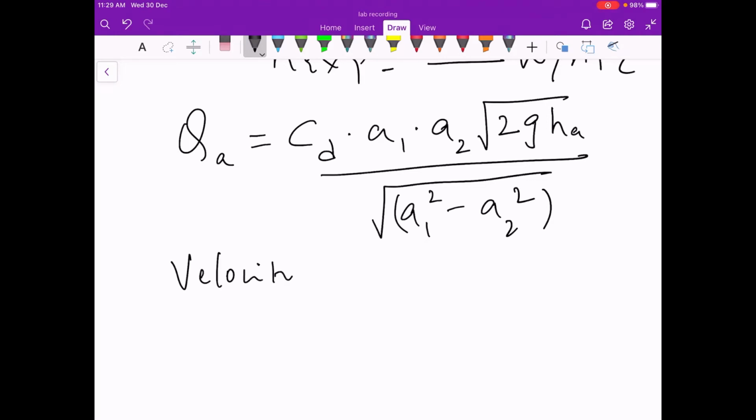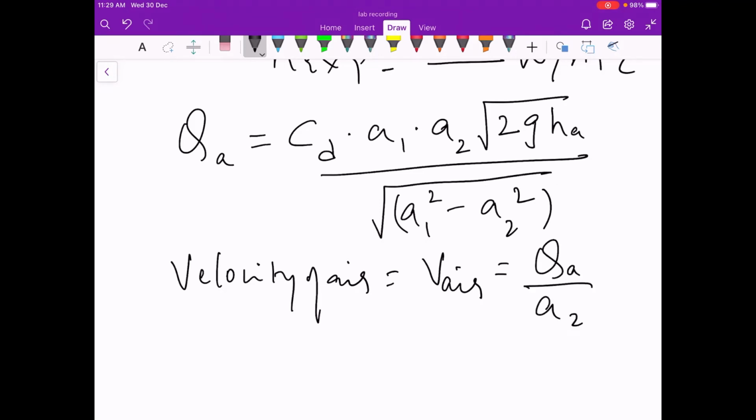So how do we calculate the velocity of the air? Velocity of the air is nothing but V air is equal to the discharge divided by A2. That means whatever the cross-sectional area from which the air is coming out, that is A2. Next thing is you can calculate the Reynolds number. Since it's an internal flow, you have to calculate using UD by nu. So you can easily calculate it, using the velocity of the air.